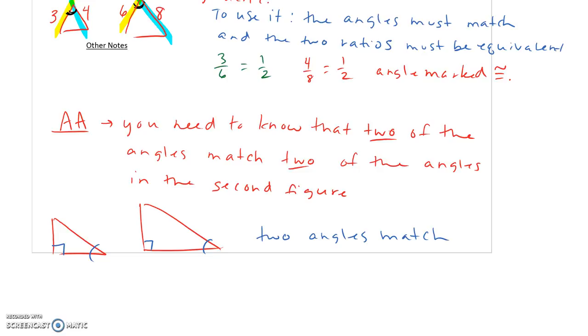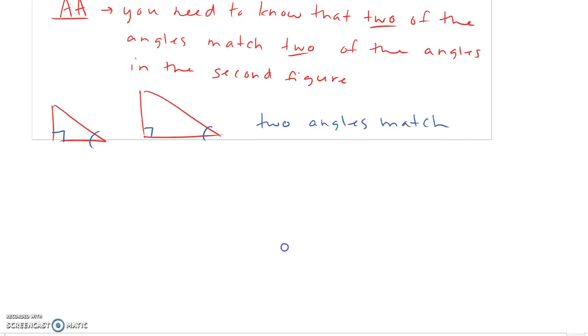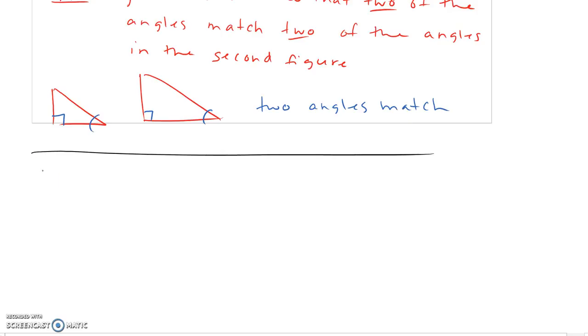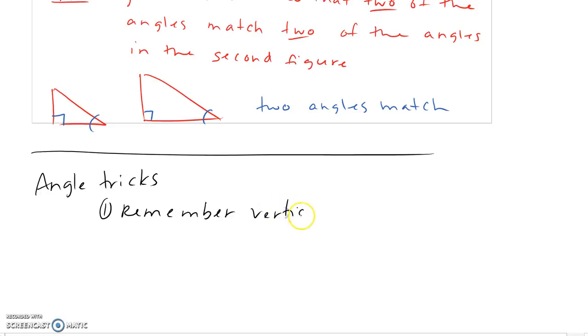Now that I've made this look really easy, what are the tricks they're going to do to remind you of things? So, angle tricks. You must remember that vertical angles are congruent even if they're not marked. So if I have two lines that are crossing and I have two triangles, even if it's not marked, this angle has to match this angle.